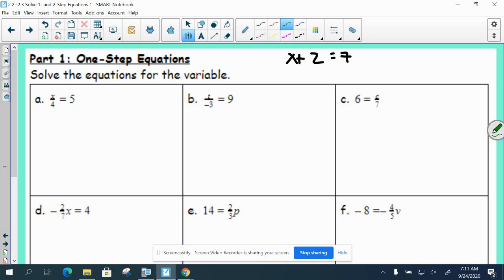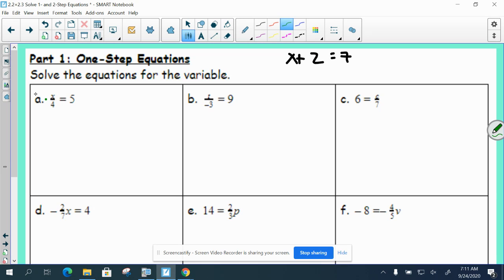Also, make sure you get out your notes and write these examples down in your notes and follow along with me. So example A says x over 4 is equal to 5. So if we want to solve for x and get x by itself, x is being divided by 4. So what is the opposite of dividing by 4? Multiplying by 4. So what we're going to do is multiply by 4 on both sides.